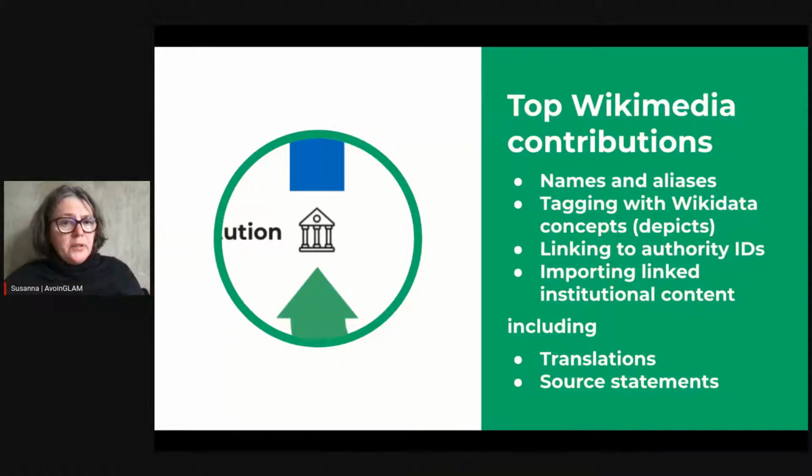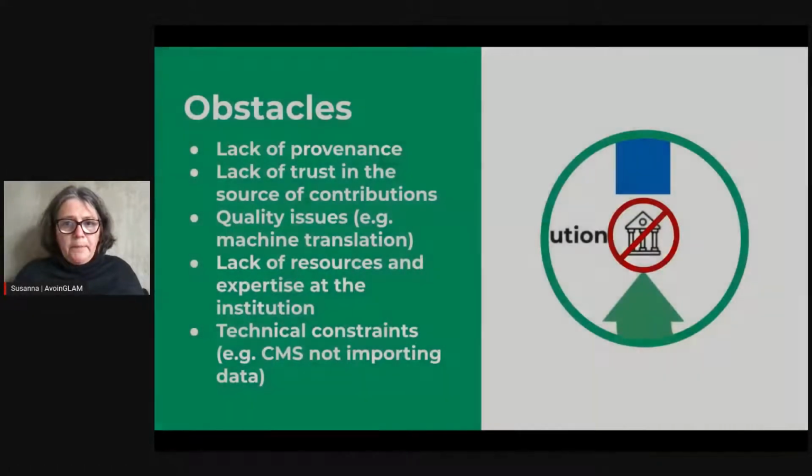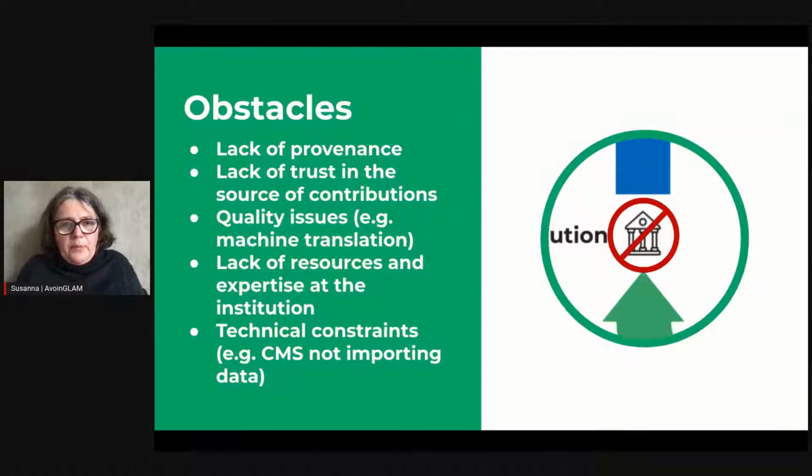using institutional content channeled through Wikimedia projects, such as authority IDs of different institutions, and therefore using those to import linked institutional content that can be found in other institutions, for example, including translations and source statements. But there are many obstacles, and this is already from the first research that we find.